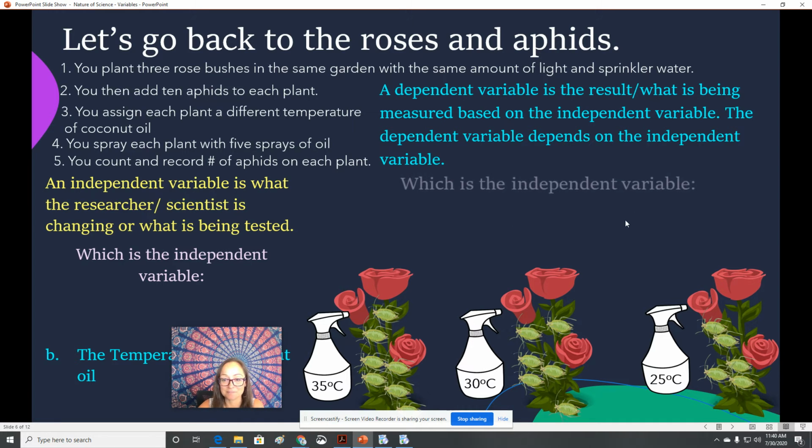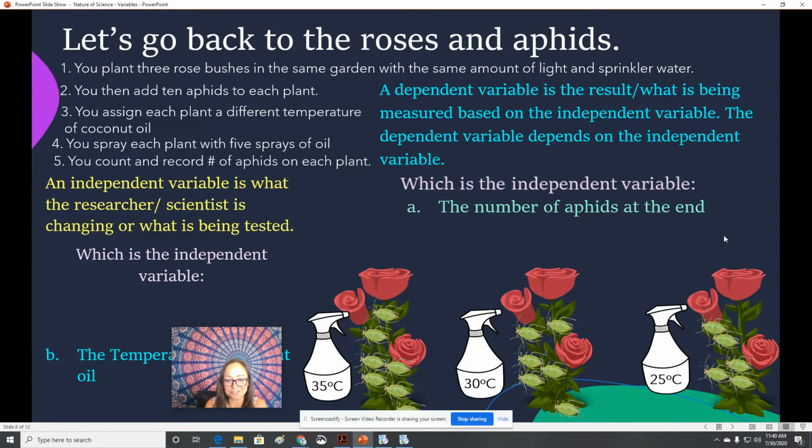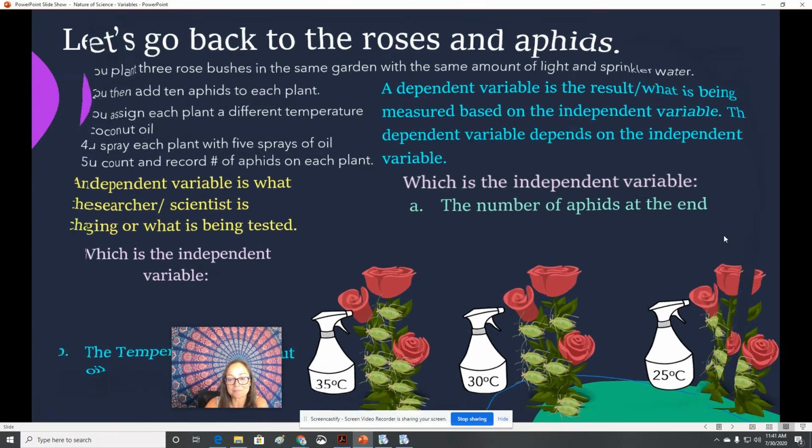So in our experiment, what is, that should say dependent variable. I copy and pasted, darn it. So what is the dependent variable? Scratch that. Oh, maybe I can. Oh, I can't. Yeah, shoot, sorry. It is the number of aphids at the end. So the number of aphids depends on our independent variable.